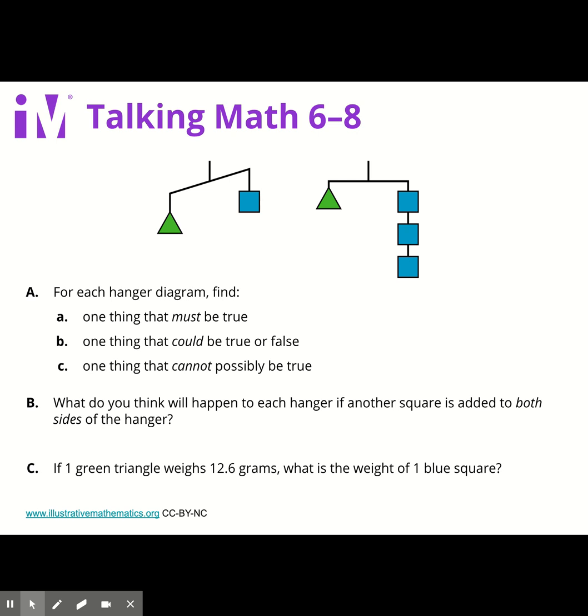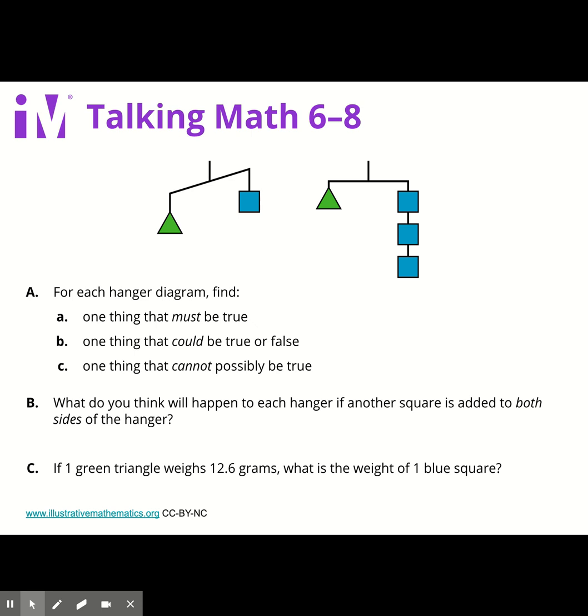That would give me an answer of 4 and 2/10, because I could think about 12 divided by 3 is 4, and 6/10 divided by 3 is 2/10. Put those together, I have 4 and 2/10 grams.